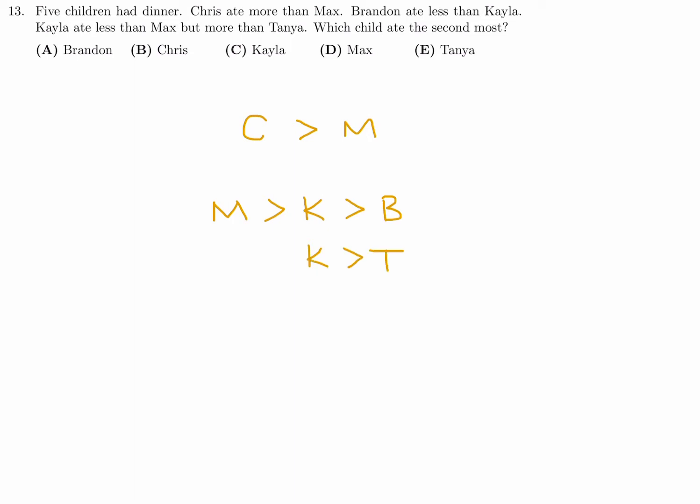So we have to combine all of these. So I'll just put this guy up here. So that means that M is greater than K is greater than B, but K is also greater than T. But M is greater than all of these. So they're saying which child ate the second most? Well, according to this inequality, it looks like the second most is Max, and the most is Chris. And then Kayla is probably third. And then B and T, we don't know who's bigger than who, but those are the last two in terms of amount eaten for dinner. So second most is Max, and therefore number 13, the answer is D.